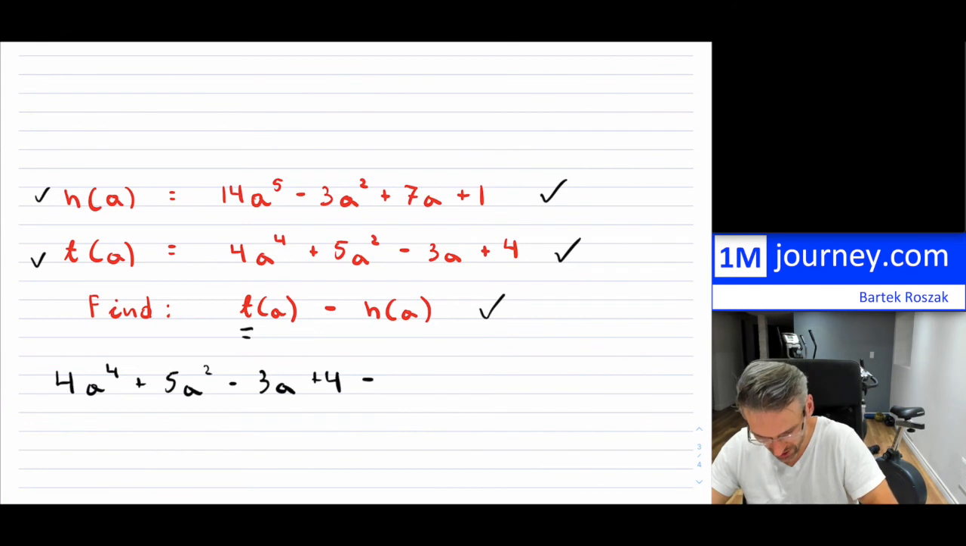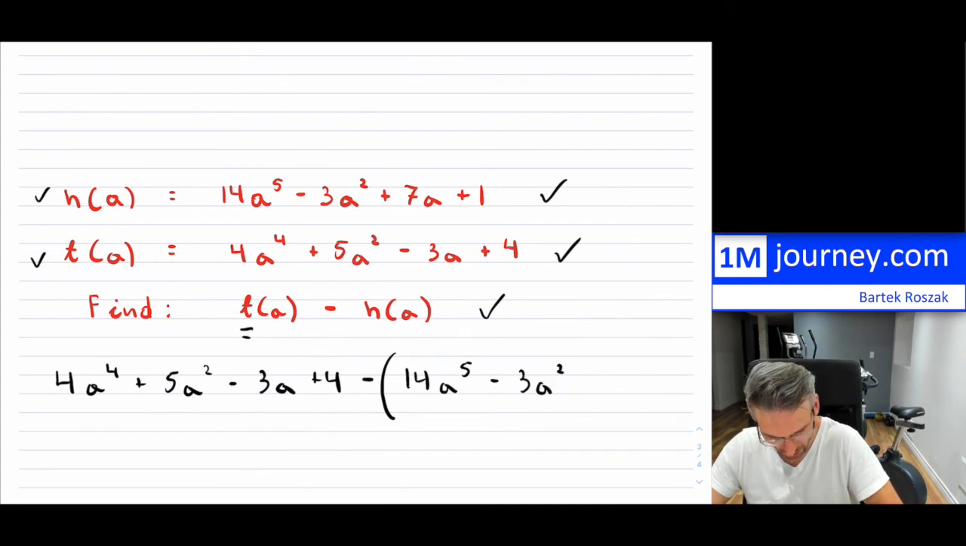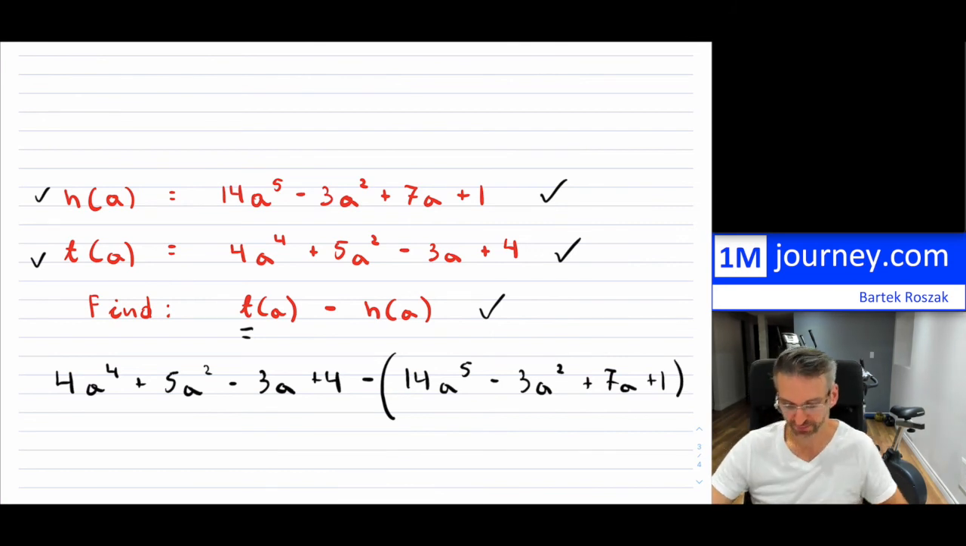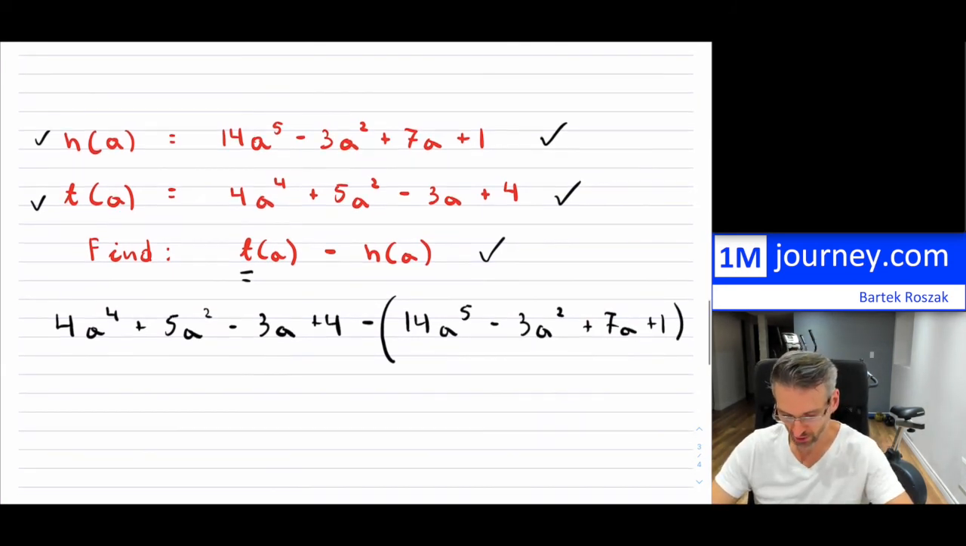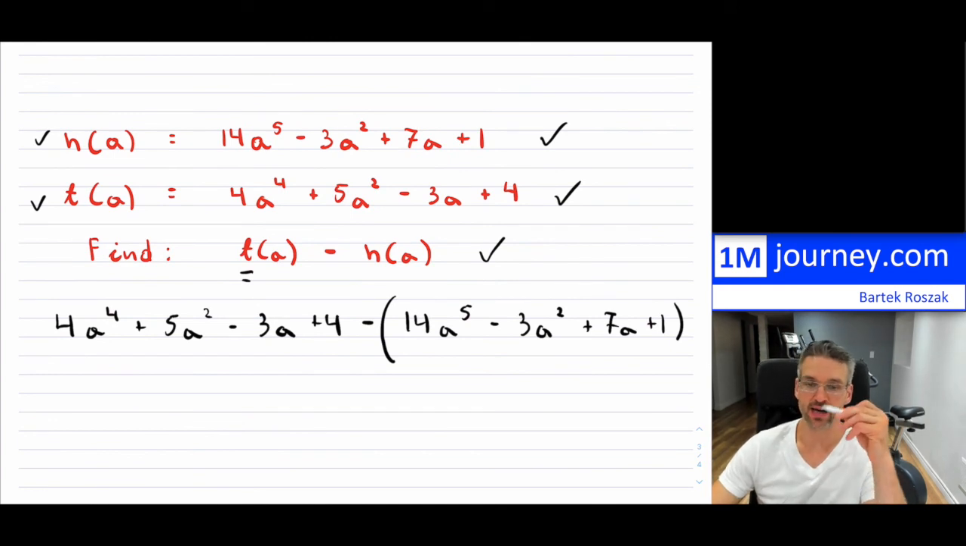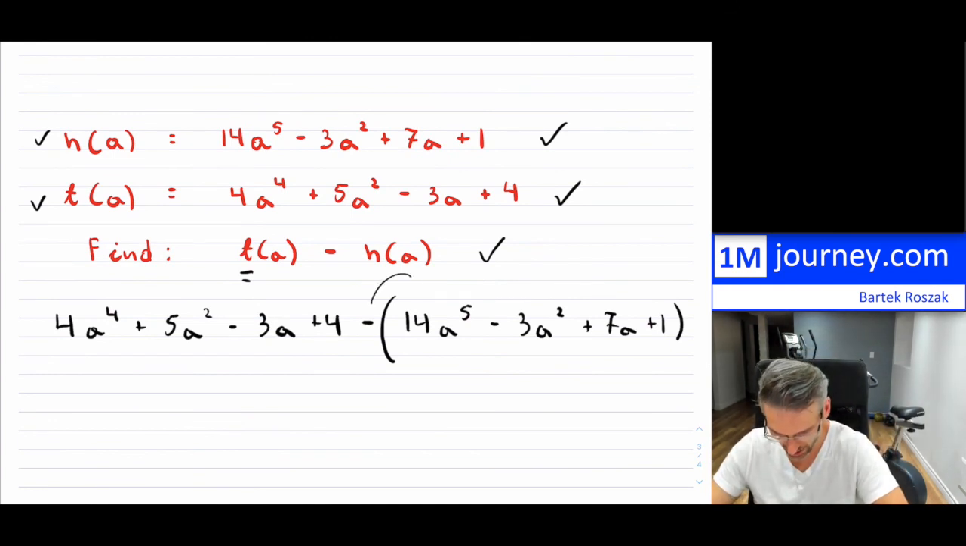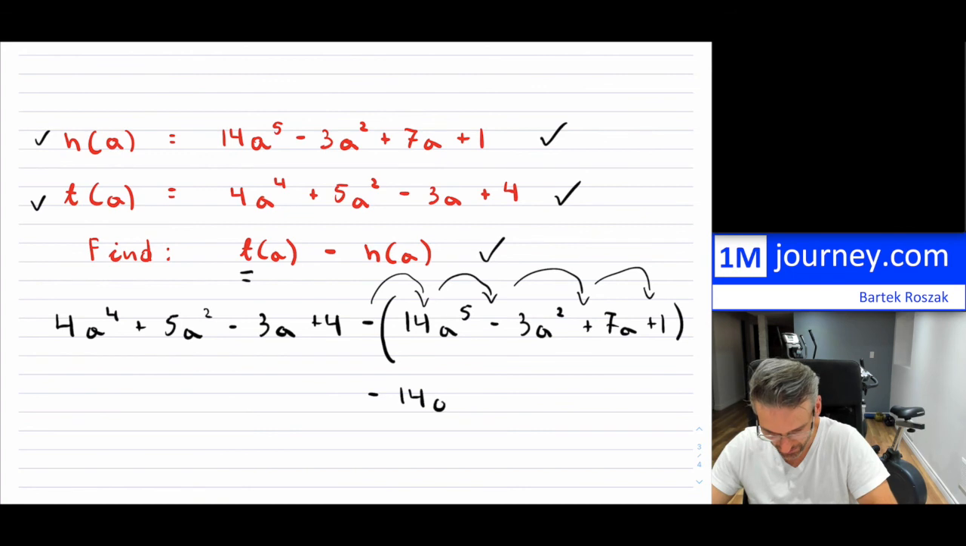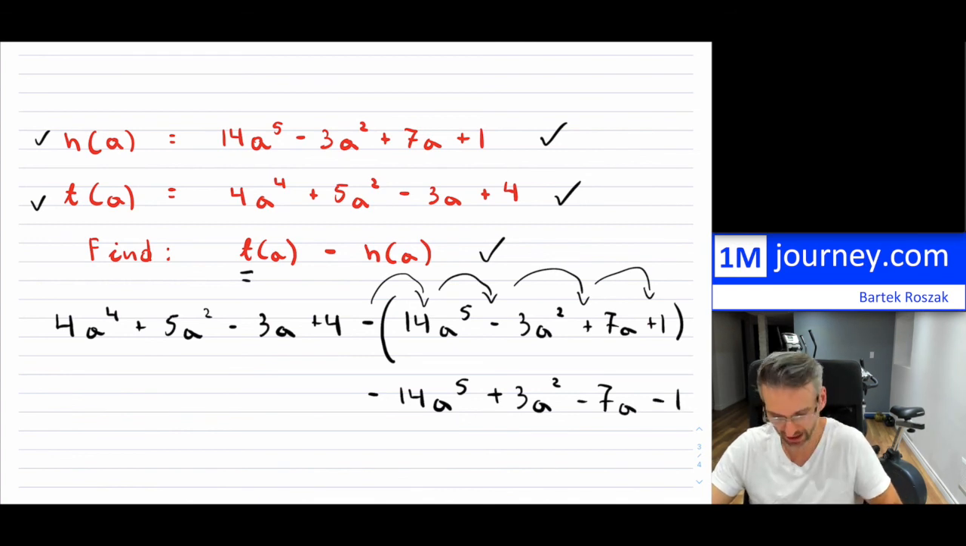Now it's subtraction, so I'll put it in brackets in here: 14a to the 5 minus 3a squared plus 7a plus 1. Now you can bring in the negative inside of the bracket. I can bring this inside, so the signs will all change. I have to do that to all of them. That's going to be this. This one will become positive, this one will become negative, and this one will become negative.